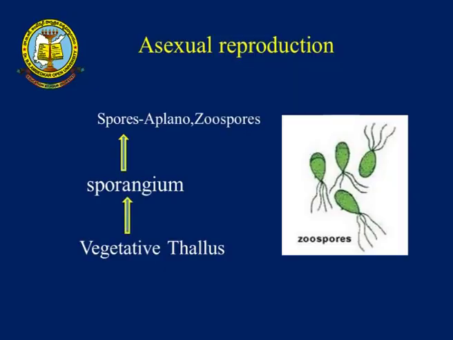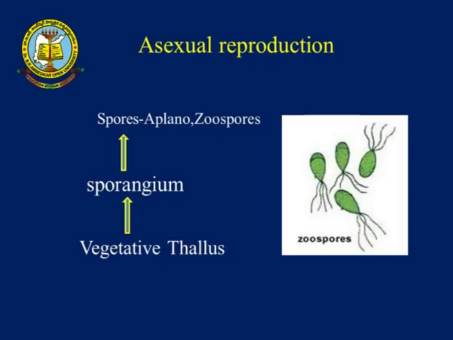And another type of reproduction is asexual reproduction. In asexual reproduction, first of all, it takes place by formation of spores. These spores may be aplanospores or zoospores. Any type of spores is formed inside the sporangium. This sporangium develops from the vegetative thallus. I already explained the thallus structure. The thallus is made up of cells, and any one of the vegetative cells develops into a sporangium mother cell. Later it develops into a sporangium, which produces the spores from the protoplasm.